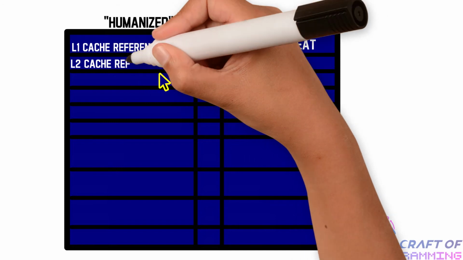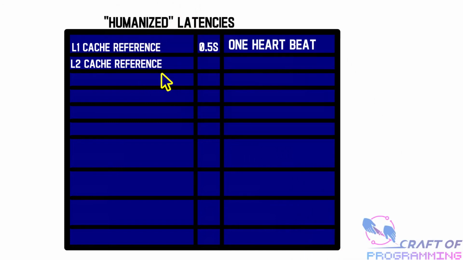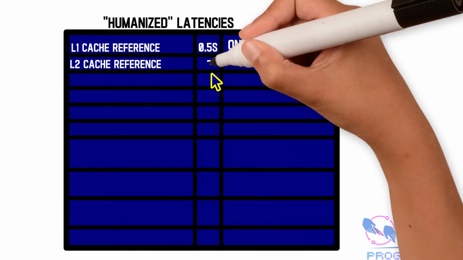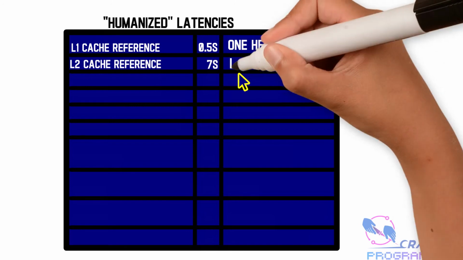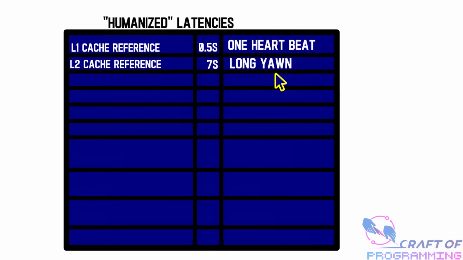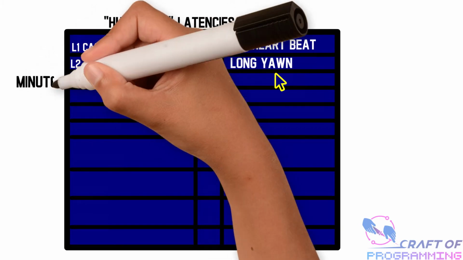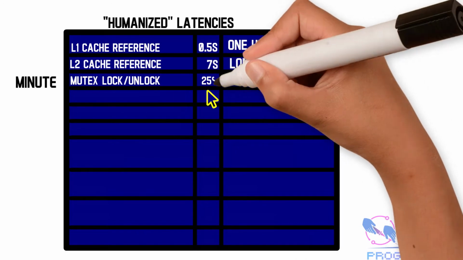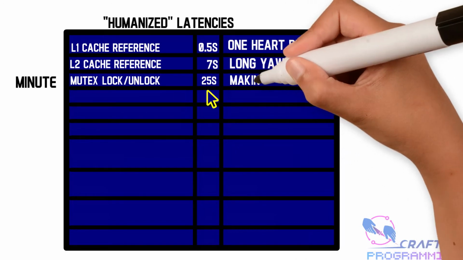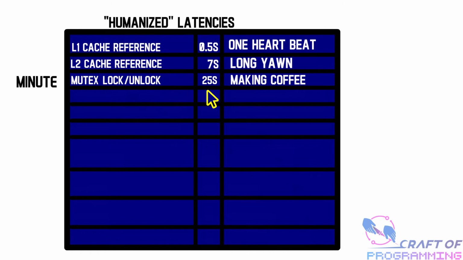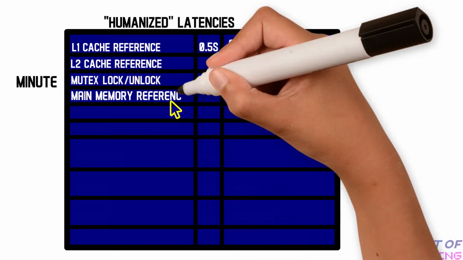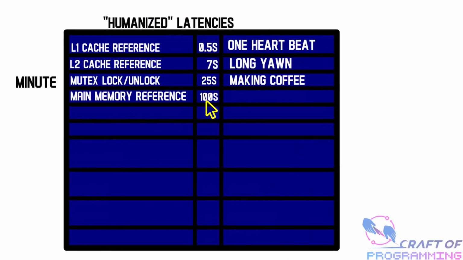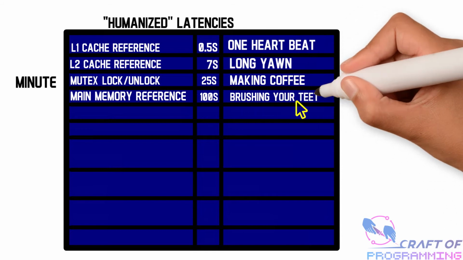Level 2 cache is a little bit larger, a little bit slower to access, 7 seconds, the time that a long yawn takes. Invoking a synchronized method in Java, for example, which involves locking and unlocking, takes 25 seconds, or the time that the average person takes to make coffee. Main memory reference, 100 seconds already, the time it takes to brush your teeth.